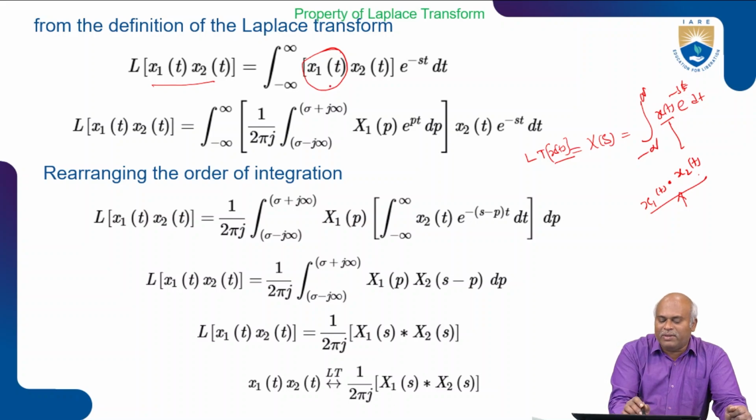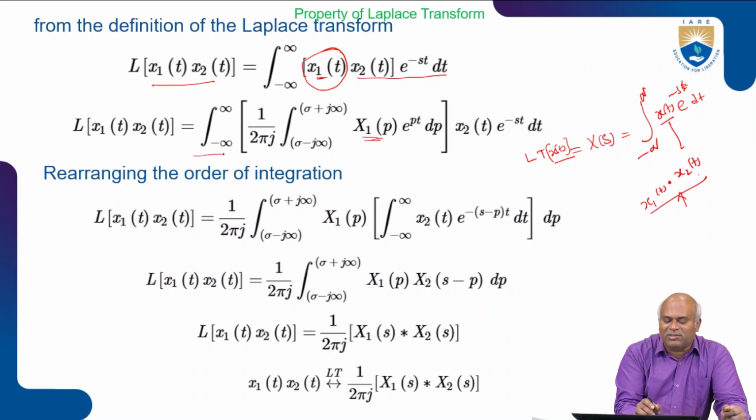What am I doing? Instead of x1 of t, I substitute 1 by 2 pi j times the integral from sigma minus j infinity to sigma plus j infinity of X1 of p e power pt dp. Here I use X1 of p because this is X1. The remaining terms I write the same, that is x2 of t e power minus st dt, with this integration also from minus infinity to plus infinity.